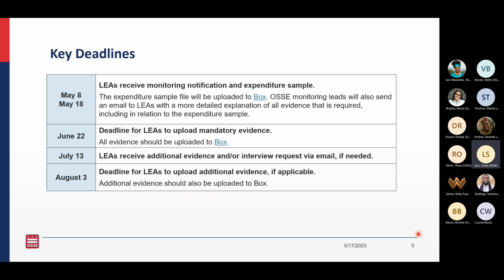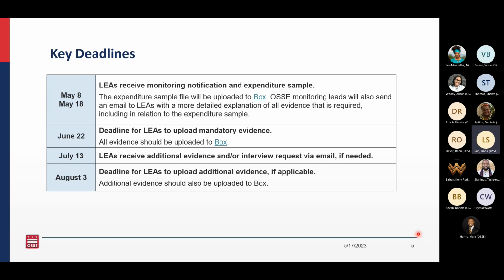The next most important date, July 22nd. So this is the deadline to upload all your evidence into Box. Our team will be looking through that for a few weeks. And they may reach out to you with questions during that time. But on July 13th, you will receive a formal email that states any additional evidence that you need to provide and potentially an interview request as well if needed. The additional evidence is also only if needed. And then you'll have a couple of weeks until August 3rd to upload that additional evidence into Box as well.